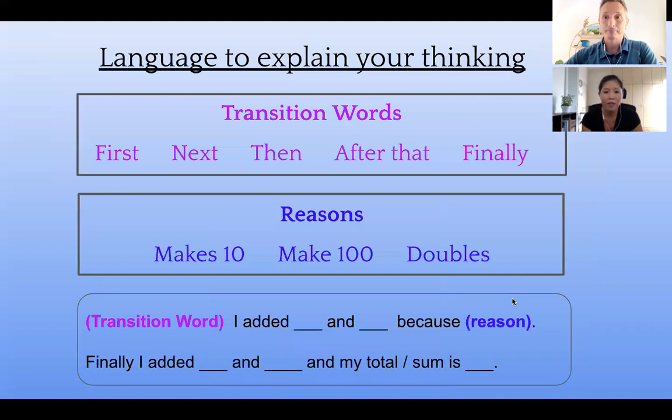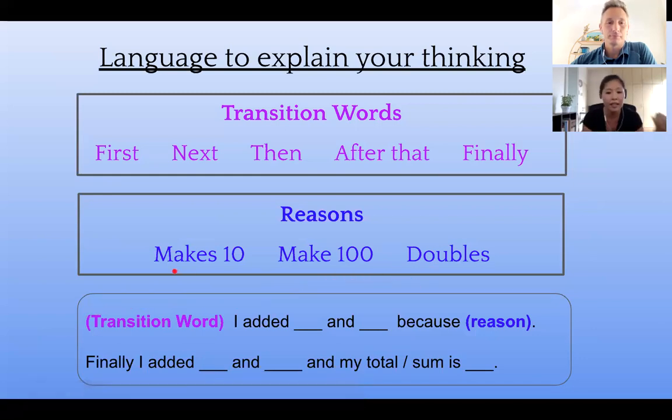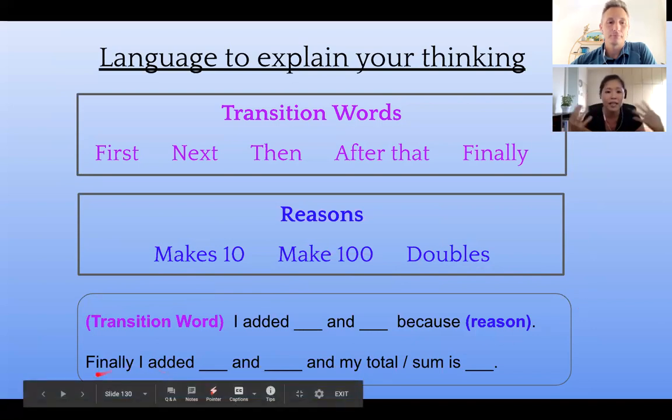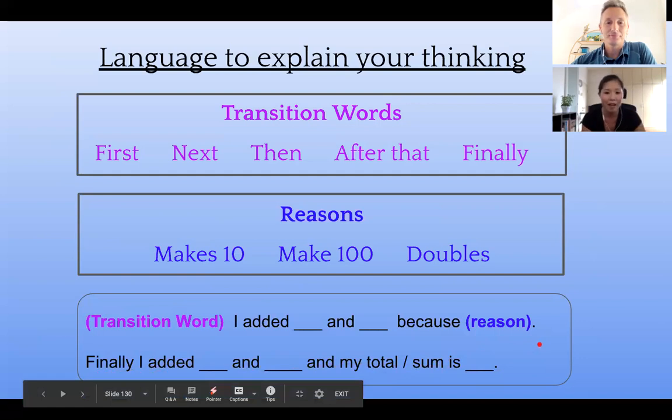And when you are explaining your thinking, like Mr. Regan explained, we are going to be using those transition or sequence words first, next, after that, finally, to explain the order of you doing things and the reasons. When we say reasons, I want you to think about it. Did you add those numbers because it made 10 or it made 100, or did you spot doubles? So you're going to say something like, I added this and this because it made 100. And then continue to explain until finally I added this and this, and my total or my sum is blank. So you're going to hear that in our model this morning.